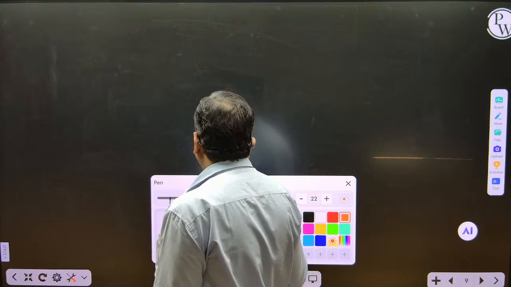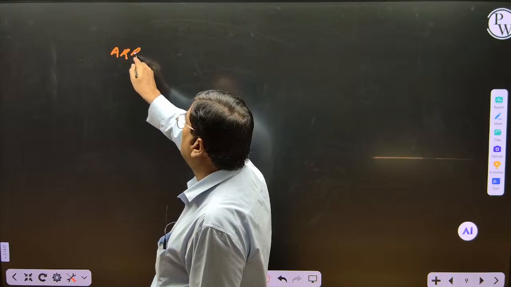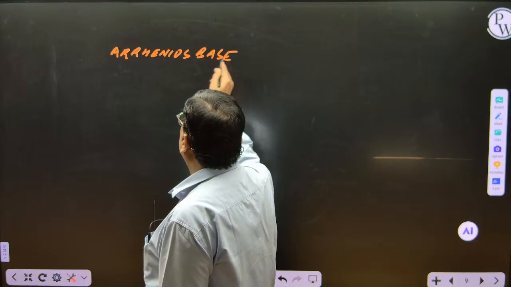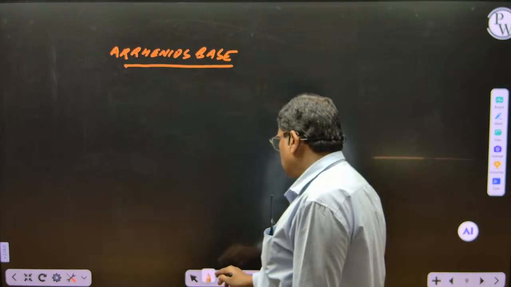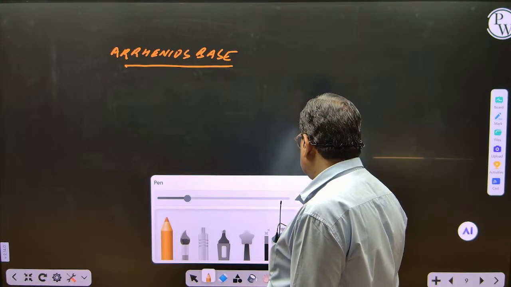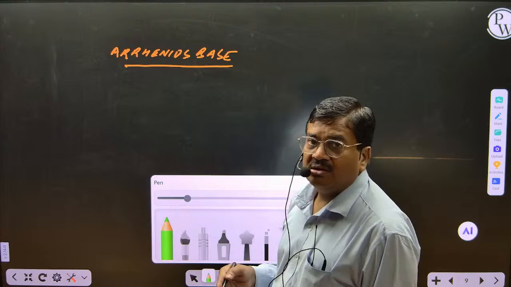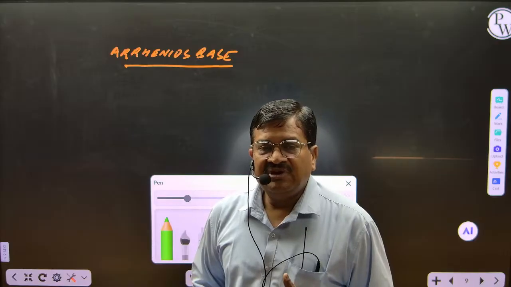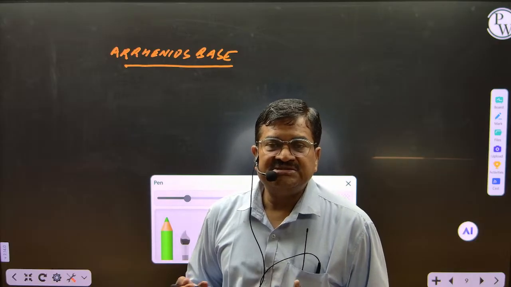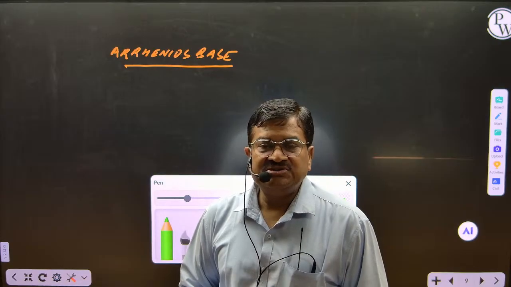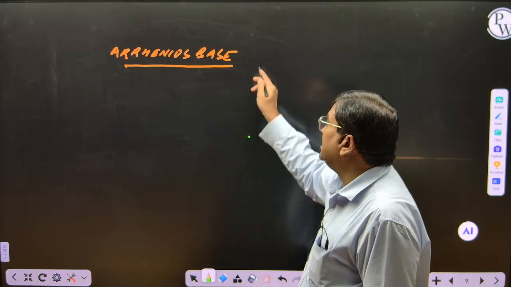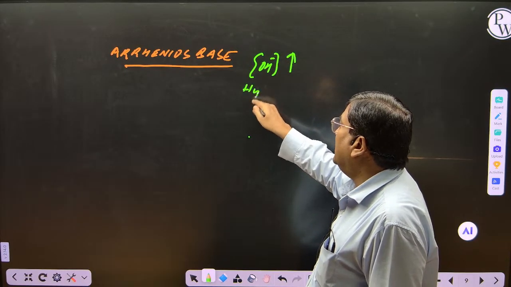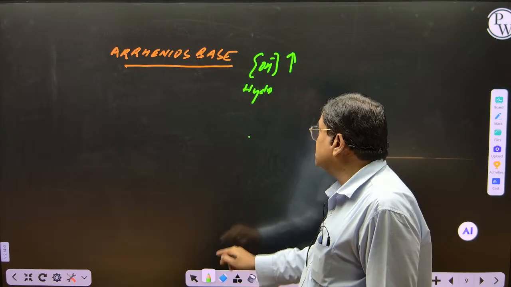So next, the Arrhenius base. Now when do we call a base Arrhenius? Simple: substances which increase the concentration of hydroxyl ion. If you place substances in a water medium and they give more OH minus ions, those are bases. They furnish OH minus ion. So, substances that increase the concentration of hydroxyl ion. What is this ion called? Hydroxyl ion.